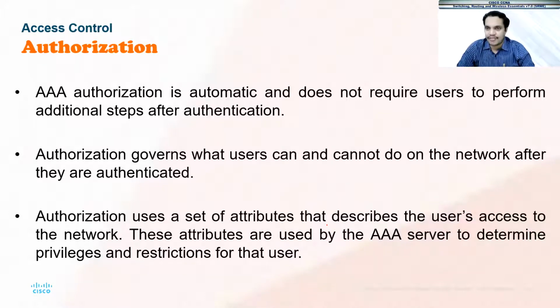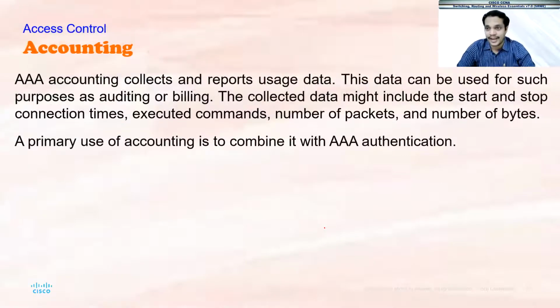This uses a set of attributes that describes the user's access to the network. These attributes are used by the AAA server to determine privileges and restrictions for that particular user. If there is one user, we will check the attributes and whether the action that he is trying to perform is allowed or denied. If it is allowed, fine. If it is denied, you simply cannot allow the user to do that particular task. This comes under authorization.